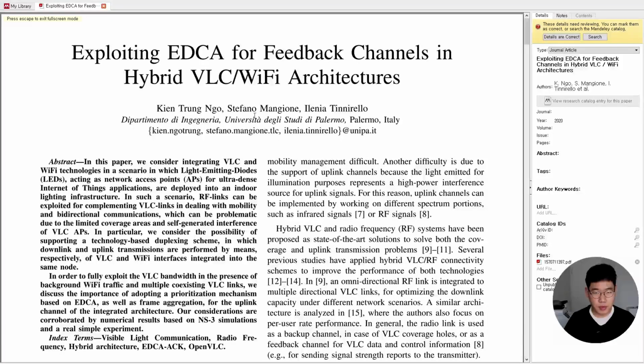Exploiting EDCA for feedback channels in hybrid VLC Wi-Fi architectures.